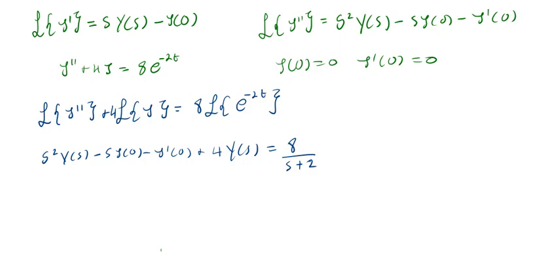Okay, then here observe that if we substitute our initial conditions, y of 0 we have been told is 0, y prime of 0 is also 0, so we can forget about these two terms here. Then what remains is that we can just factor out our y of s. So we have y of s times s squared plus 4 equals 8 over s plus 2.